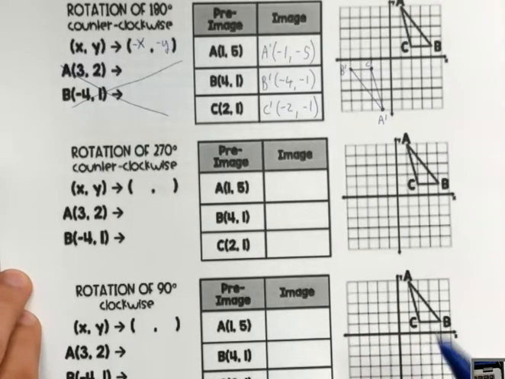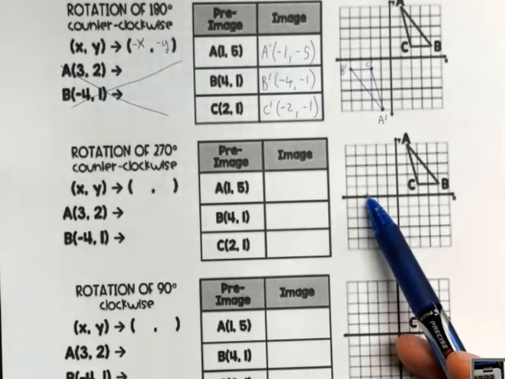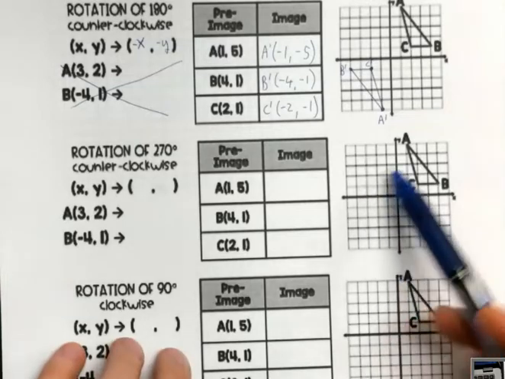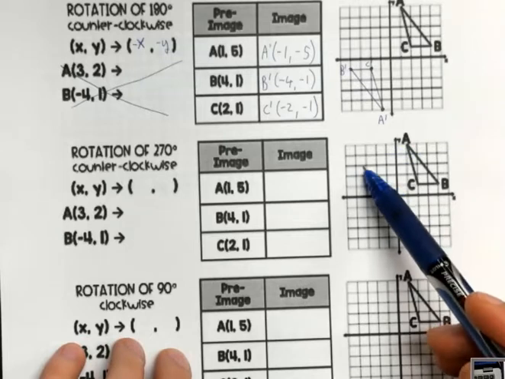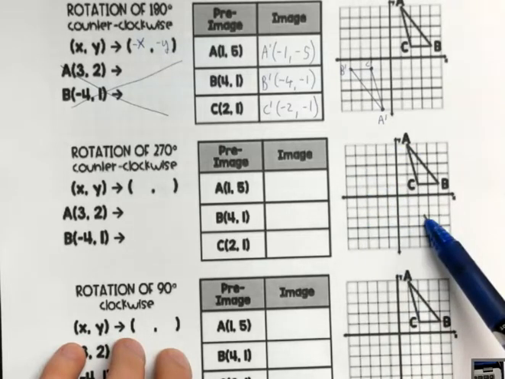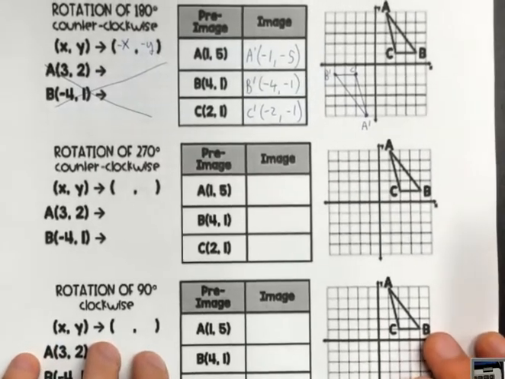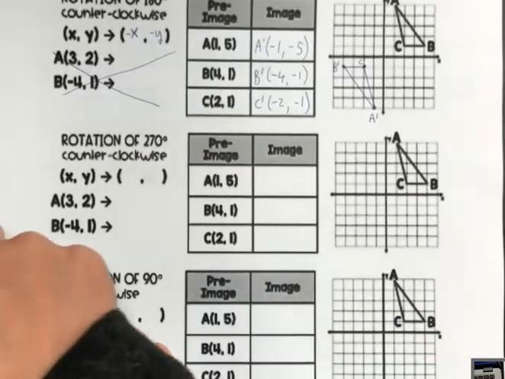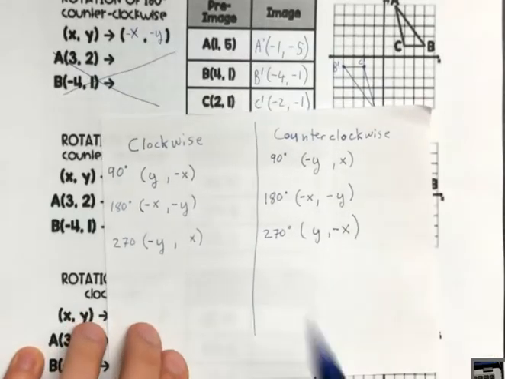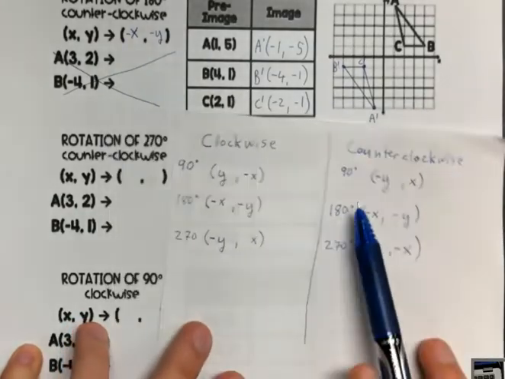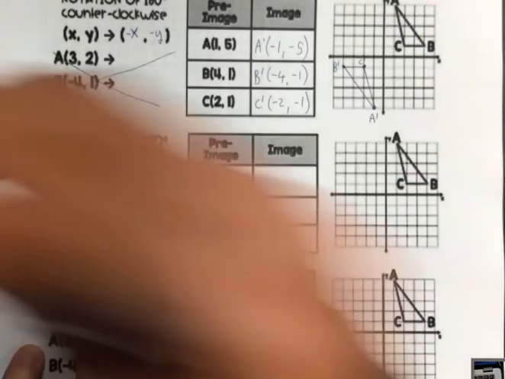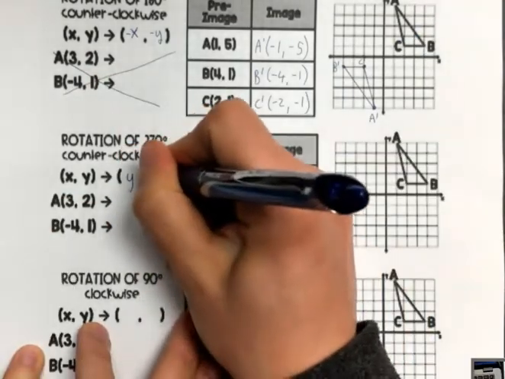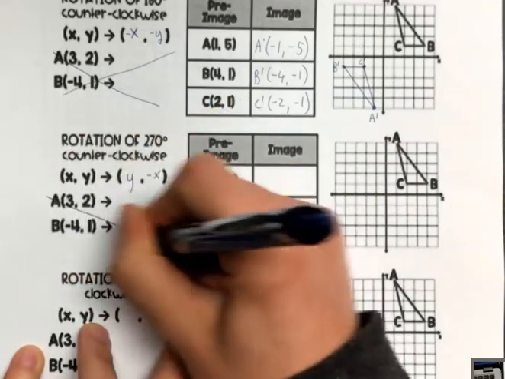Rotating 270. It's 270 degrees counterclockwise. So 270 degrees, I should end up right here because this would be 90, 180, 270. So if I do it right, I know I need to end up right there. Okay, first thing I'm going to do is write down my rule. Look at here, counterclockwise 270, (y, negative x). Cross this part out.